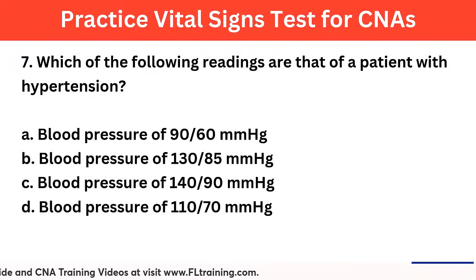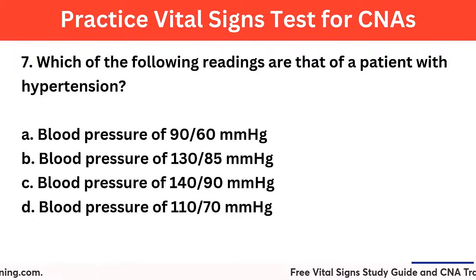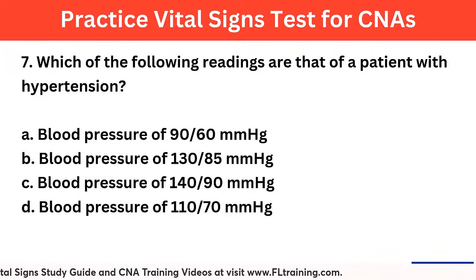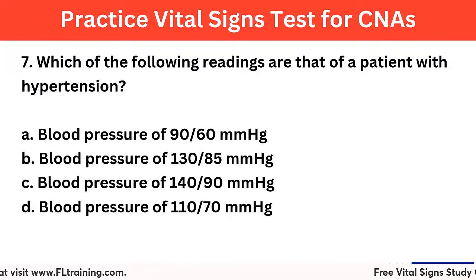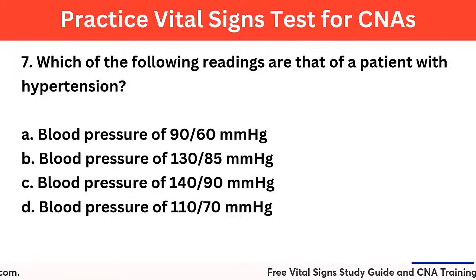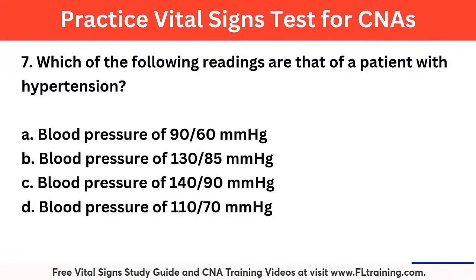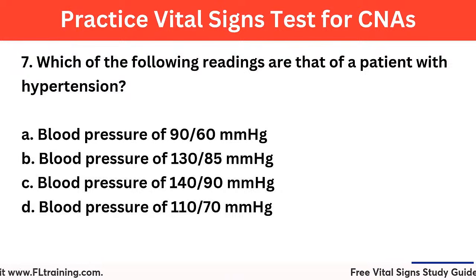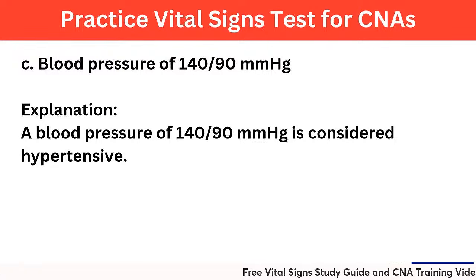Number 7, which of the following readings are that of a patient with hypertension? So is it a blood pressure of 90 over 60, 130 over 85, 140 over 90, or 110 over 70? Hypertension. And this one's tricky. Yes, everybody. So it was not B. The correct response for this one is going to be C.